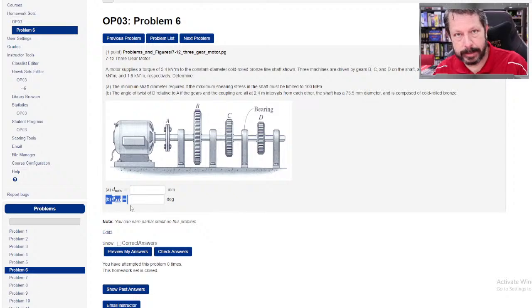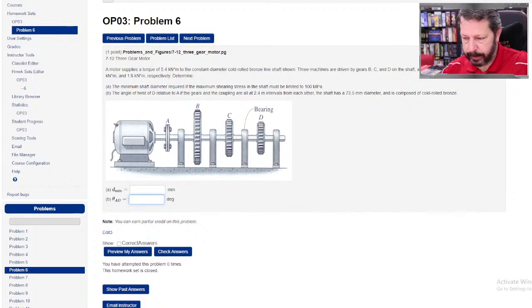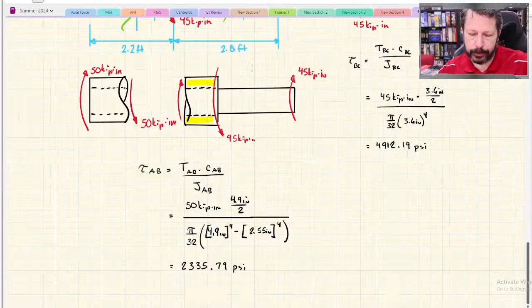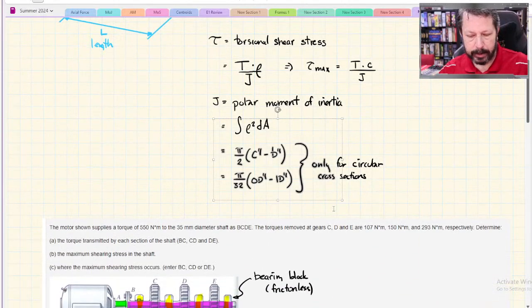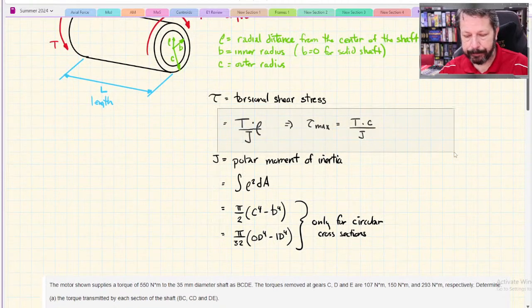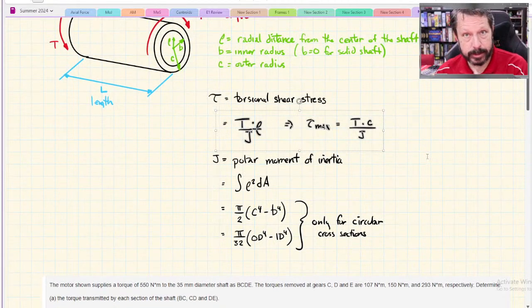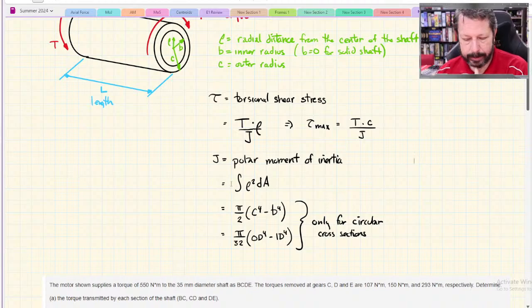We'll do the diameter calculation and the angle of twist calculation on this one together, along with some other angle of twist problems. So that's pretty straightforward, not a lot of new equations. You've got two technically, because you do have to remember the polar moment of inertia equation, but you have your torsional shear stress equation you need to remember, and then the polar moment of inertia. So it's pretty straightforward.